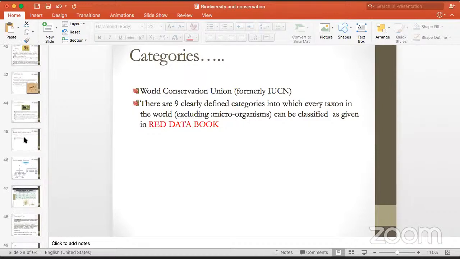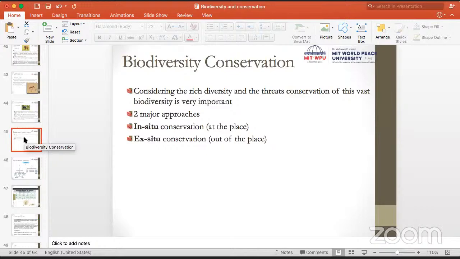Then we are now looking at conservation strategies. So you know that there is in situ conservation and ex situ conservation. I think we studied this yesterday, the meaning of in situ conservation and ex situ conservation. Now let us look at the different strategies of in situ conservation.